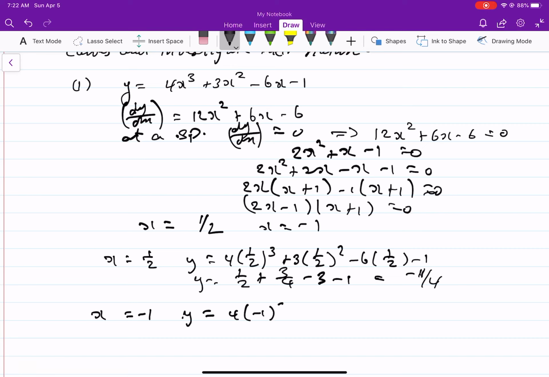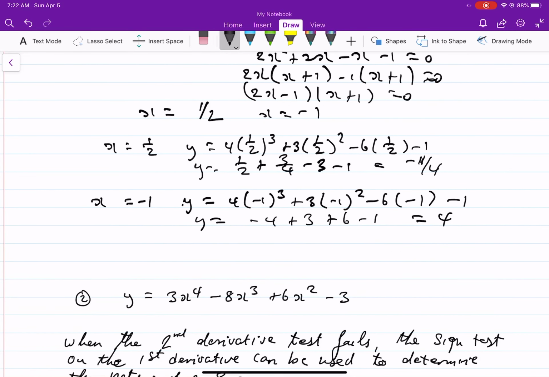4 times minus 1 cubed plus 3 times minus 1 squared minus 6 times minus 1 minus 1. This looks like a minus 4 plus 3 plus 6 minus 1. 9 minus 5 is 4, I think. Minus 1 minus 2, 6 minus 2 is 4. That looks good. So my two stationary points have coordinates a half and minus 11/4, and the other one would be minus 1 and 4.